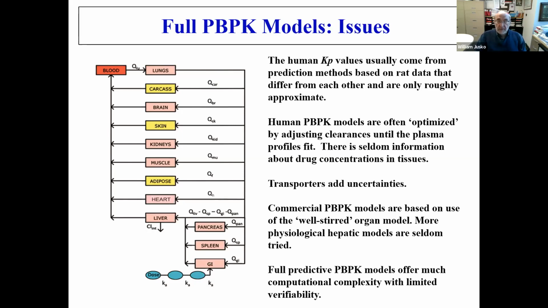What happens with human PBPK models is they're often optimized by adjusting clearances until the plasma profiles fit. So it's basically based on how well plasma data fit, and that's what we do in all of pharmacokinetics. Presence of transporters adds uncertainties, and commercial PBPK models are based on the well-stirred organ model, and then sometimes there are better approaches. Lastly, full predictive PBPK models offer a lot of computational complexity with limited verifiability.